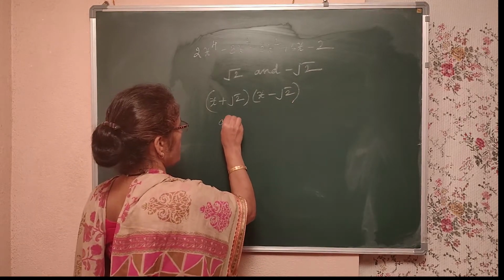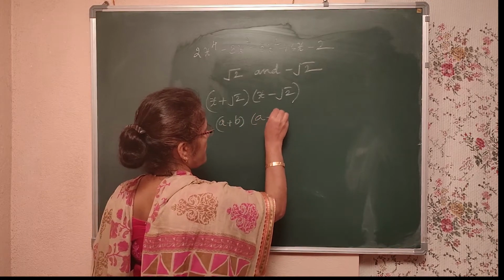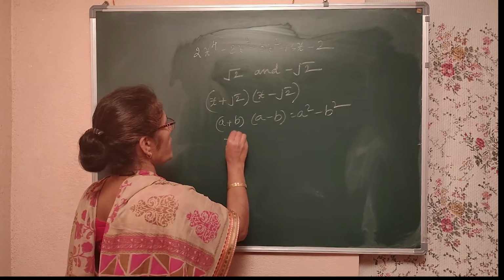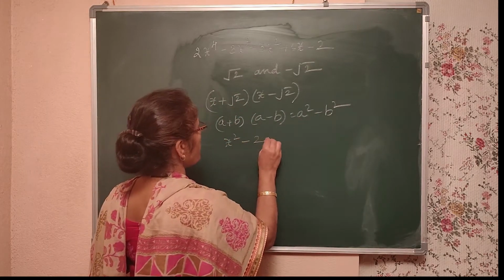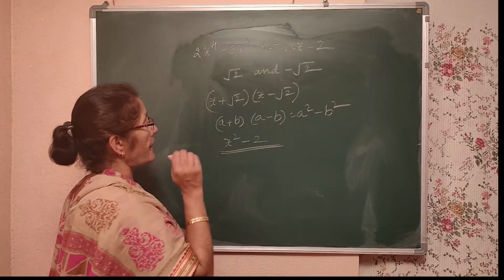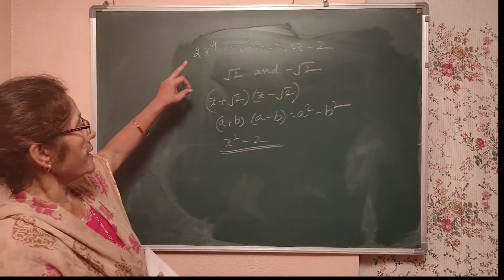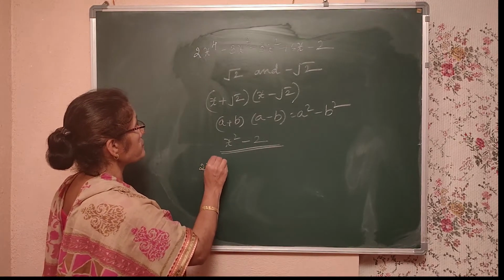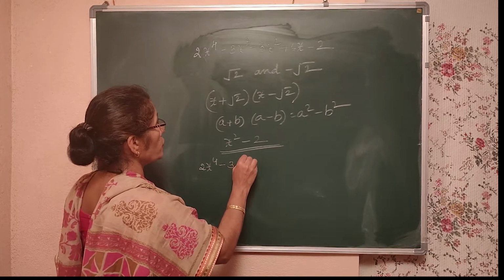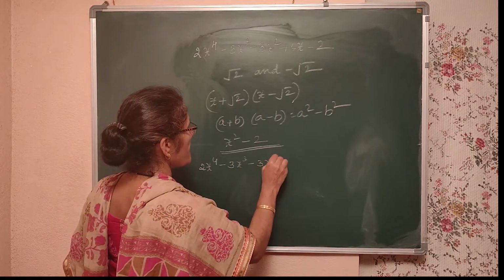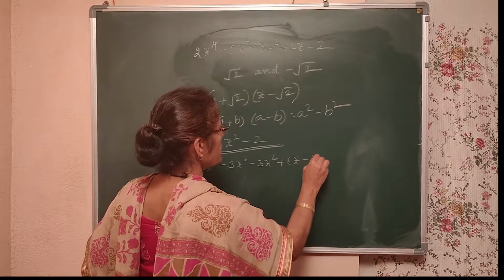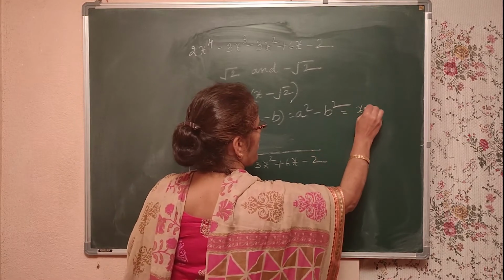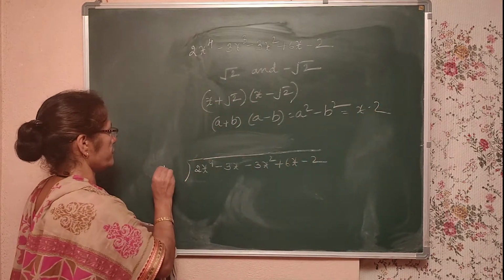We'll multiply. What do you get? It is in the form a plus b into a minus b is equal to a square minus b square. So, x square minus square root of 2 the whole square is x square minus 2. My next step is to divide this one with this. 2x to the power of 4 minus 3x cube minus 3x square plus 6x minus 2 divided by x square minus 2.